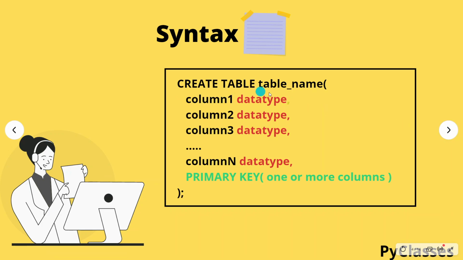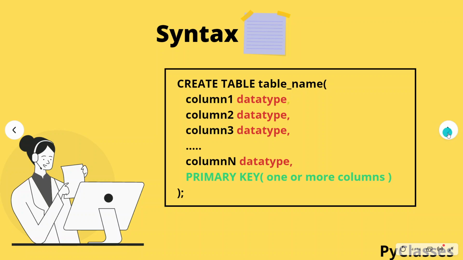Create table, table name, then opening parenthesis, column 1, data type 1, column 2, data type 2, column 3, data type 3, and so on. And here we have defined primary key, which can have one or more columns, and then closing parenthesis and semicolon to terminate this query.